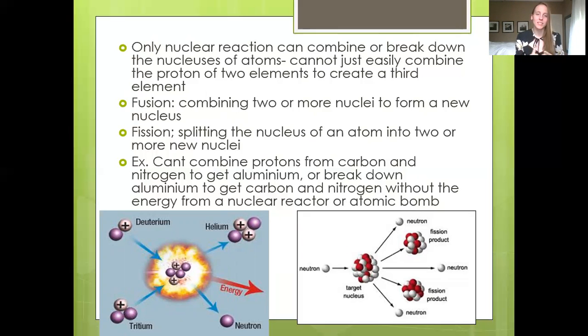On the other hand, fission is when we take a nucleus and we split it into multiple new nuclei. Usually you do that by firing a neutron at the nucleus and breaking it apart. So that's what this example over here is showing us.